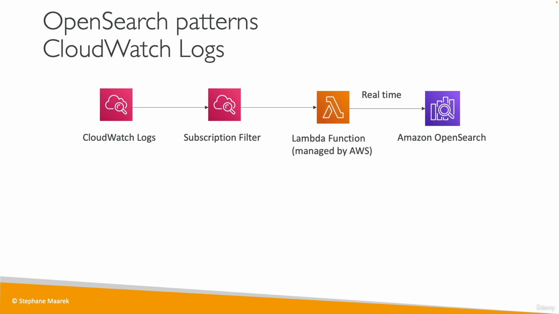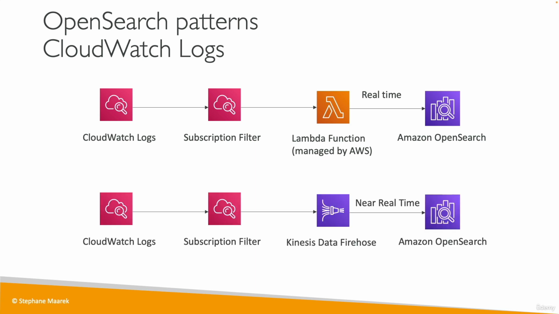Another pattern is using CloudWatch Logs. So we can send the logs from CloudWatch into a subscription filter, into a Lambda function that is managed by AWS that will send data in real time to Amazon OpenSearch. Another way to do it would be to have your CloudWatch Logs send again into a subscription filter, into Kinesis Data Firehose, and this time in near real time into Amazon OpenSearch because, well, Kinesis Data Firehose has some batching capability. Okay, that's it for Amazon OpenSearch.